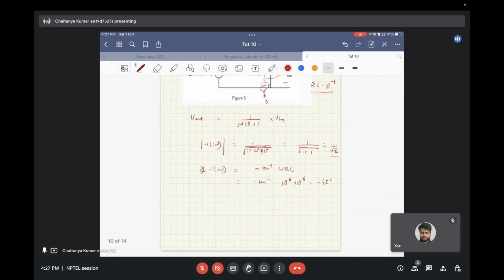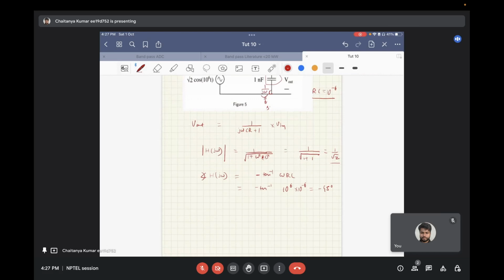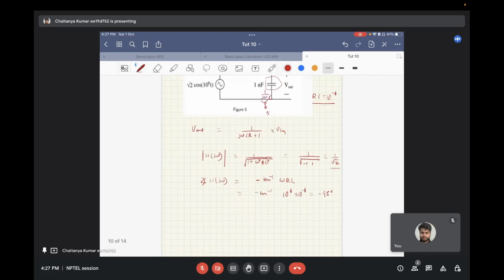From there you get the output in the time domain as root 2 into 1 by root 2 cos(10 to the power 6 t minus 45 degrees).